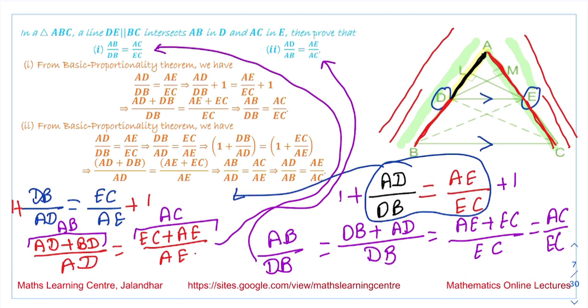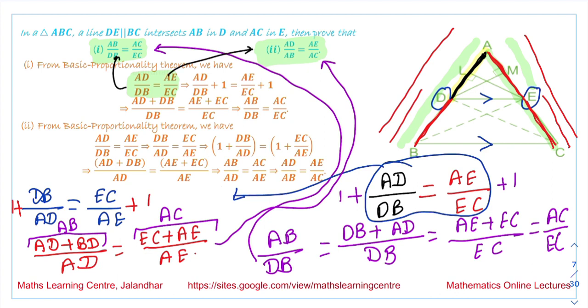So these two results we have derived just from the basic proportionality theorem. These kinds of results are called corollaries; this is the corollary of the basic proportionality theorem, the result of the basic proportionality theorem. From this we have proved these two results.